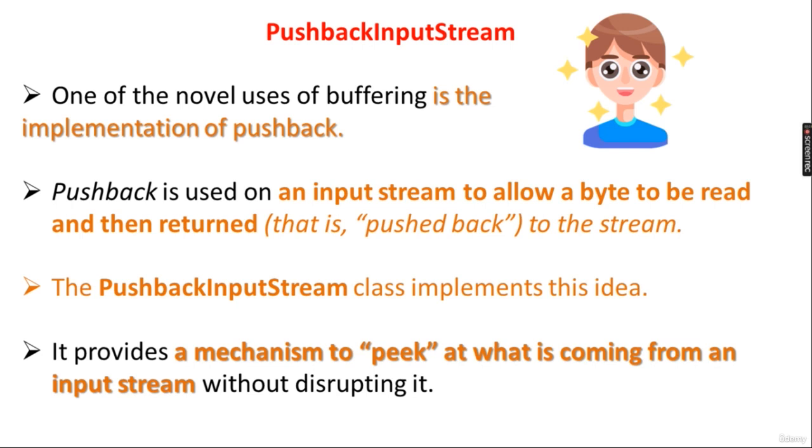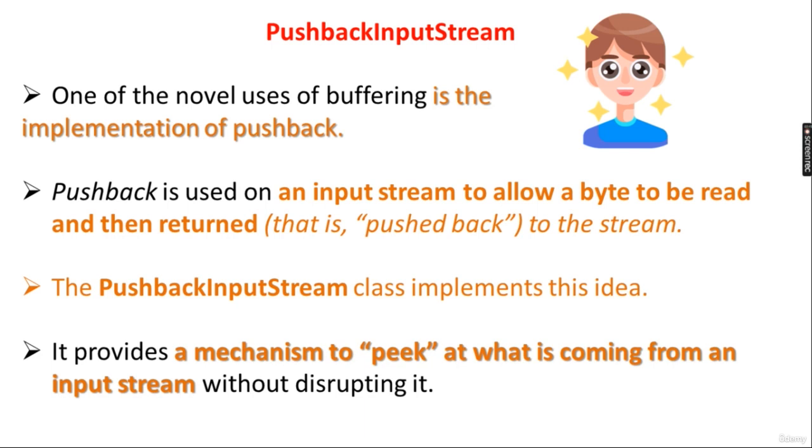Next is PushbackInputStream. One of the novel uses of buffering is the implementation of pushback. So what is pushback, we will see now. It is used on an input stream to allow a byte to be read and then written back. That is pushback: read and then written back to the stream.